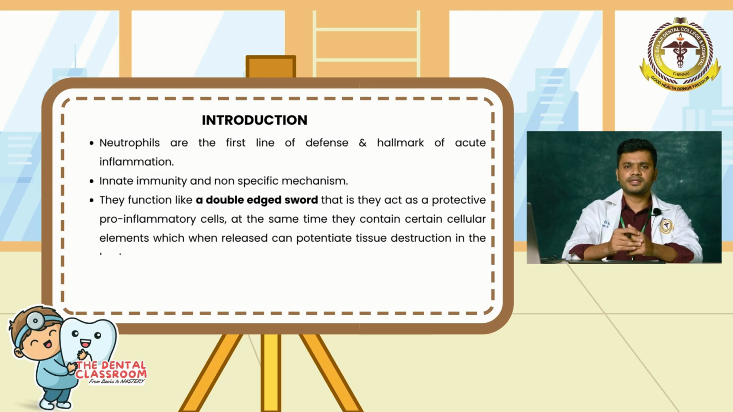And the third thing is that it is a first line of defense. Wherever the infection or injury happens, the first cells to go and kill or reduce the bacterial count are neutrophils. So in the introduction you have to know one main important thing, which is that the neutrophil is a first line of defense as well as a non-specific and immediate response to the injury or the infection site.